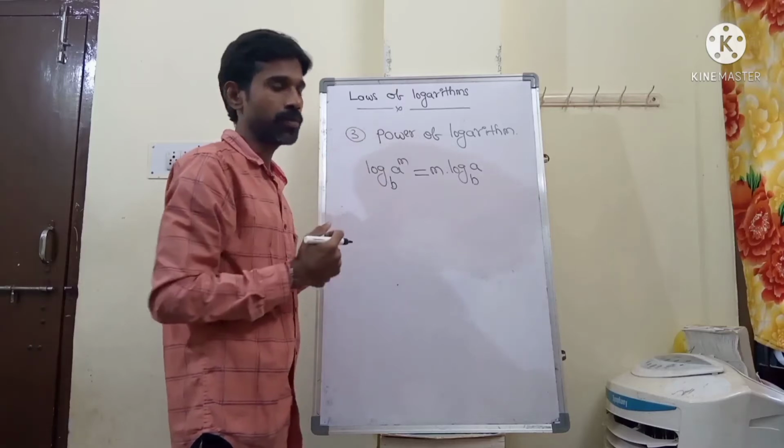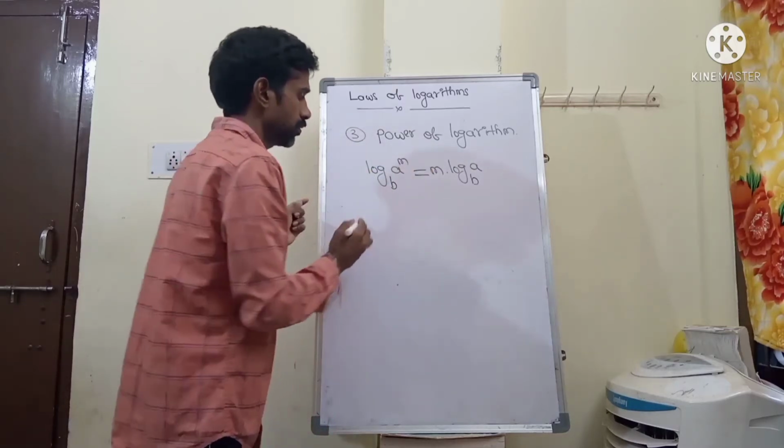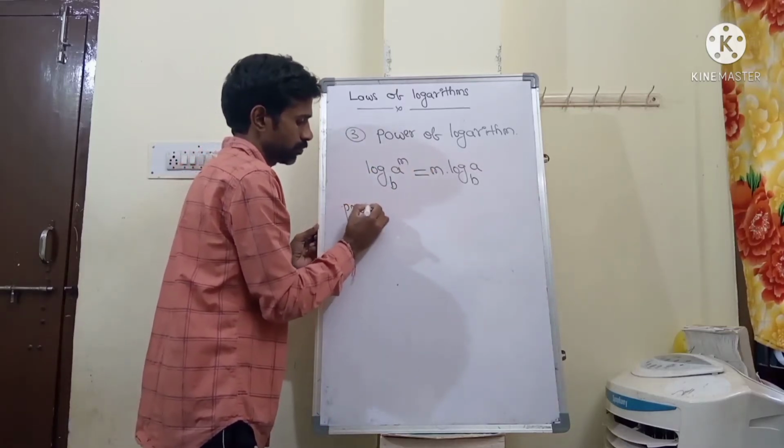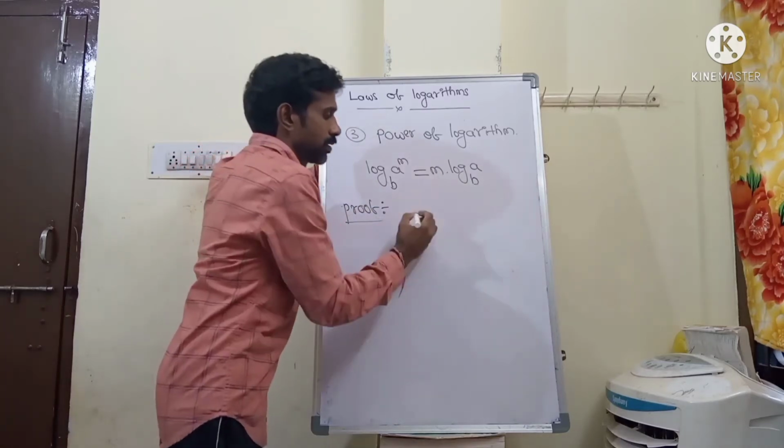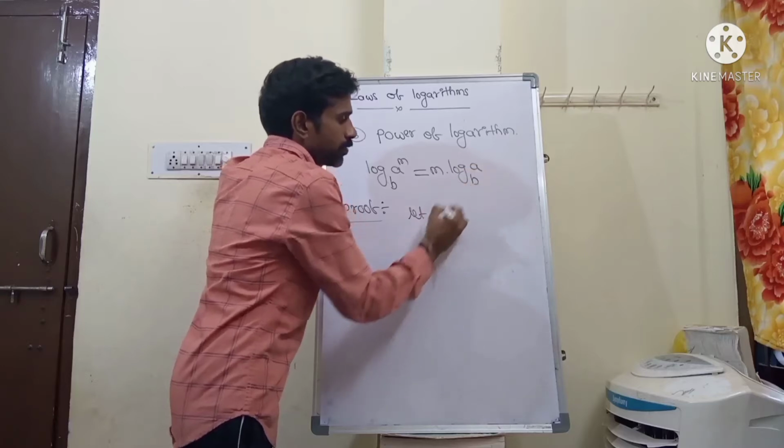We just have to shift the power before the logarithm. So proof. First write, let log a to the base b.